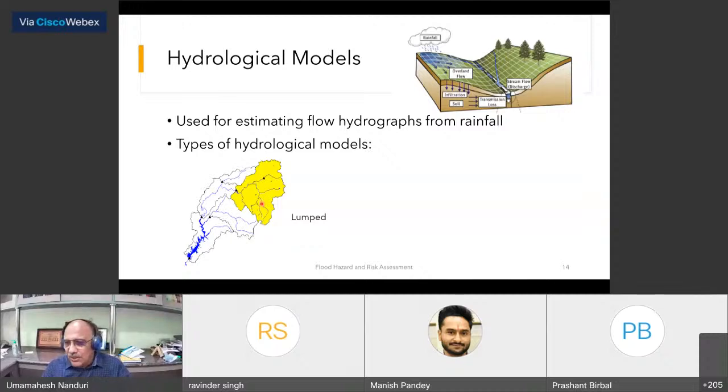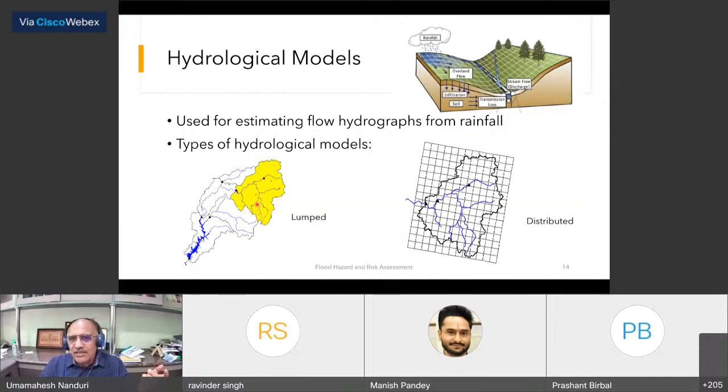Obviously, it's got its own disadvantages because most of the hydrological characteristics of the process are highly spatially varied. So this is one of the limitations of the model, but still lumped models have been used and are still in use, especially because they're easier to use mathematically and thus can give us a quick assessment of flow data and all those things.